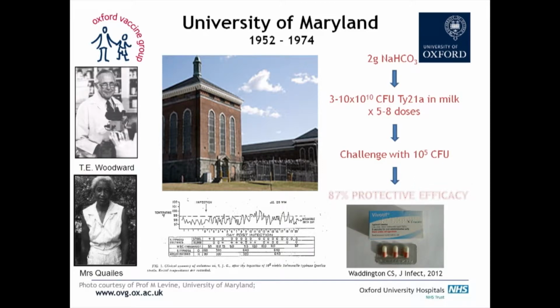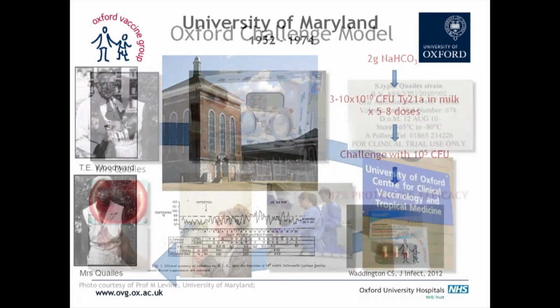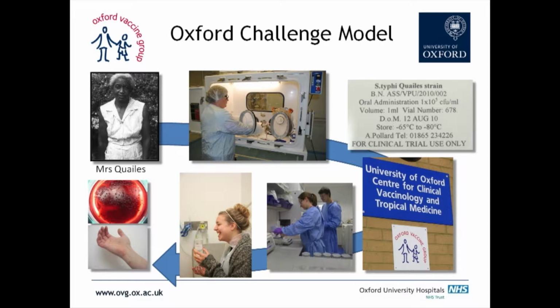There is one person in the audience who was involved in those studies, and that's Mike Levine, and he very kindly helped us back in 2008-9 to start the work to set up a challenge model in Oxford. And so our model is very similar to the original one that was started 50 years ago, but with a few differences. The first is that the strain is manufactured to GMP, and here you can see someone making it to GMP, then transferred to our facility, frozen in vials.